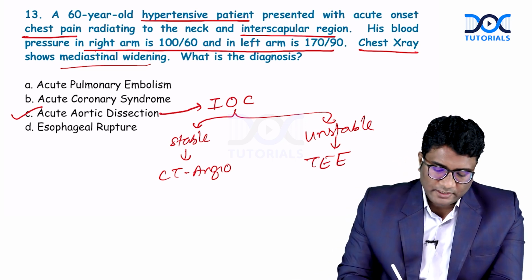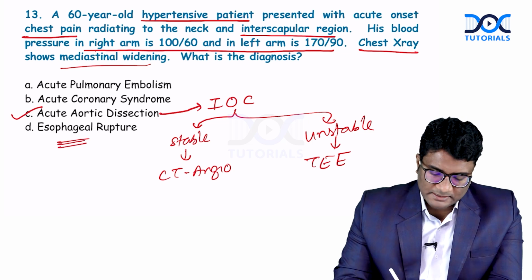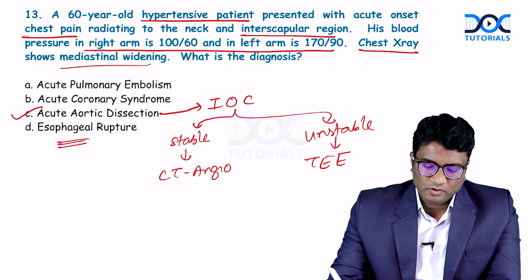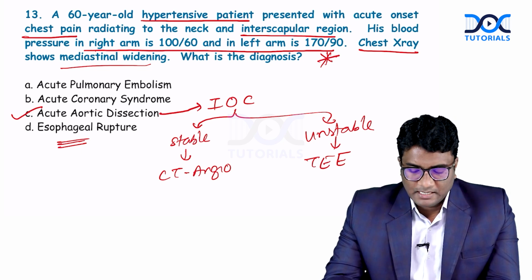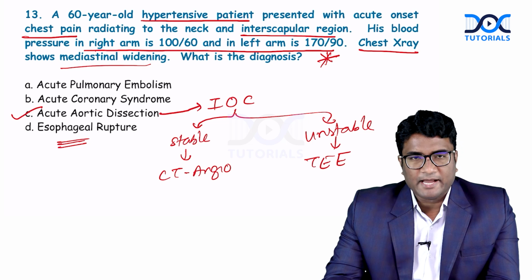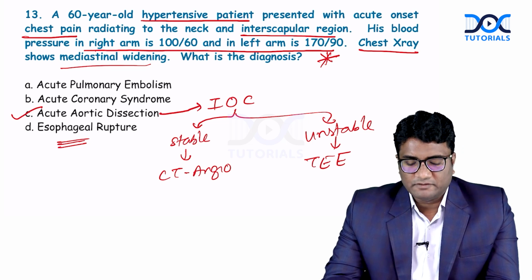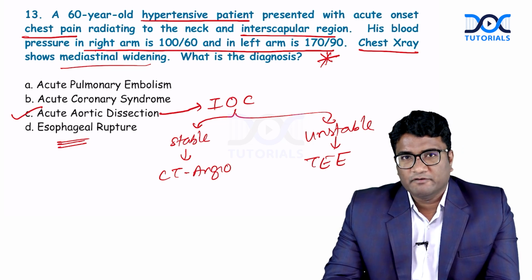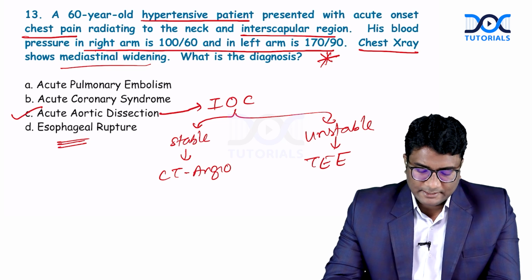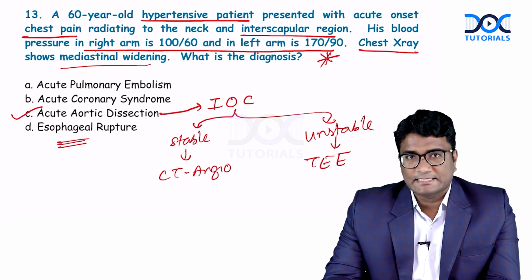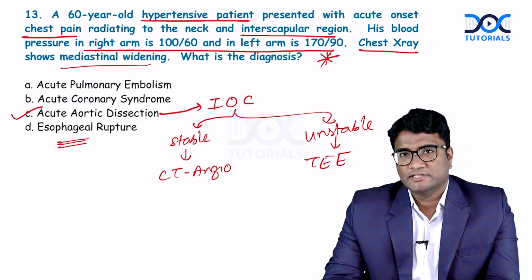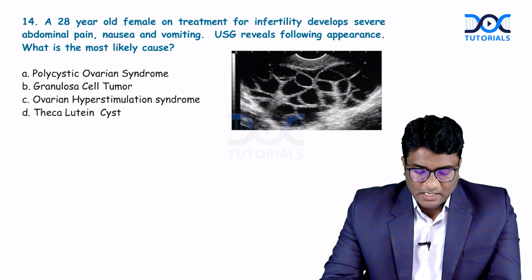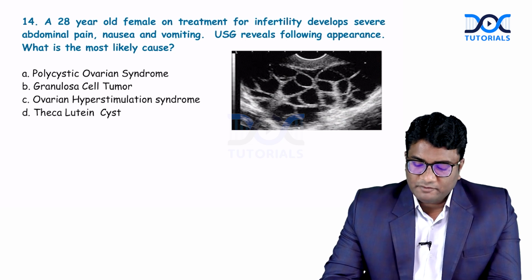It is not esophageal rupture because you may see mediastinal widening, but you would not see these differential pressures in the right upper limb and the left upper limb. And the chest pain radiating to the back in a hypertensive patient with this differential pressure all actually go in favor of aortic dissection. And remember, investigation of choice in a stable patient is CT angio, and in an unstable patient is transesophageal echocardiography. The next question, a 28-year-old female on treatment for infertility.